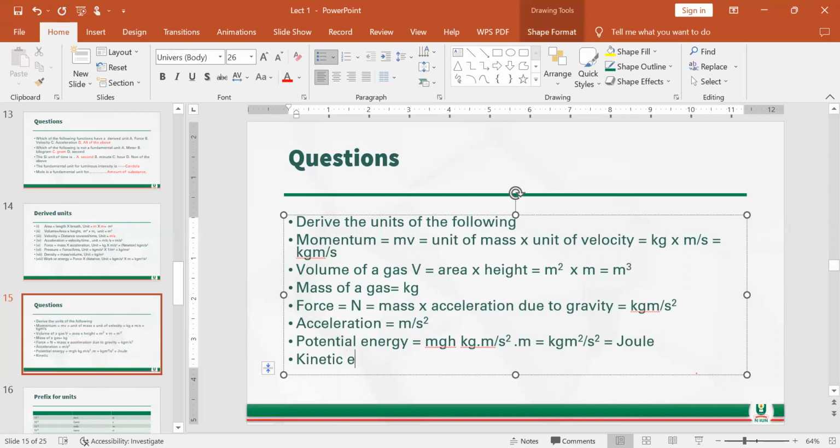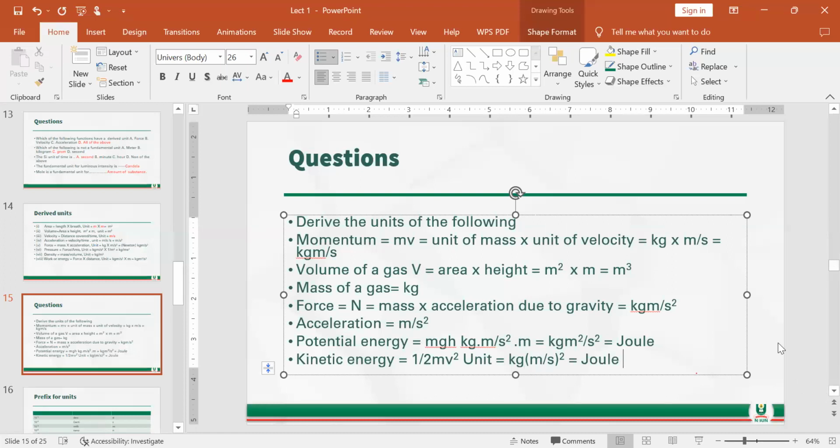Kinetic energy is equal to half of the mass times velocity squared. So you can see that the unit will be equal to what? Kilogram multiplied by the unit of velocity squared. The unit of velocity is what? Meter per second. So when you square that, you have the unit of kinetic energy, and that is given a special name called Joule.